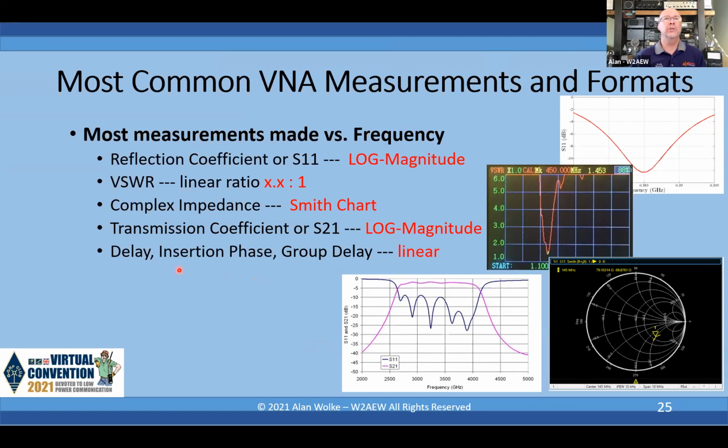And of course, if you also measure things like delay, insertion phase, or group delay, they're generally going to be on a linear scale. But the S11 and S21 are generally going to be displayed on a logarithmic magnitude scale.